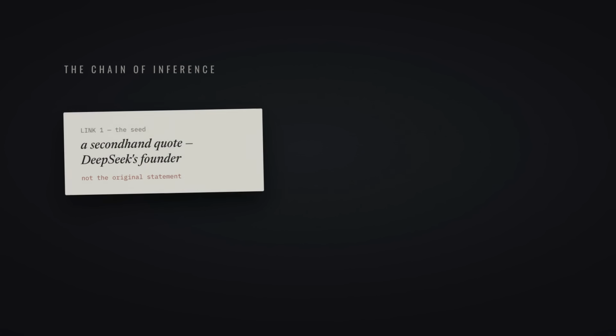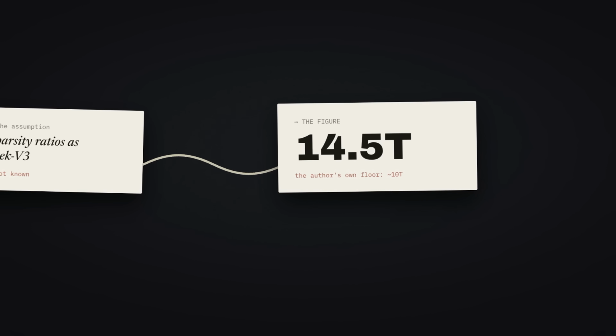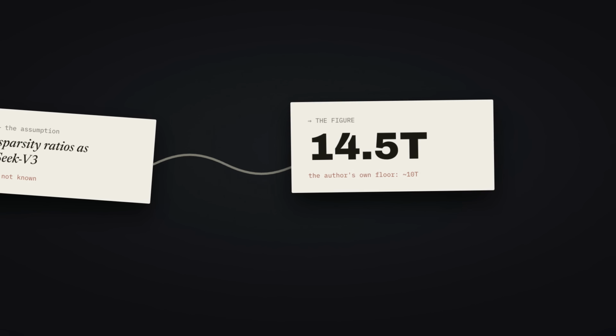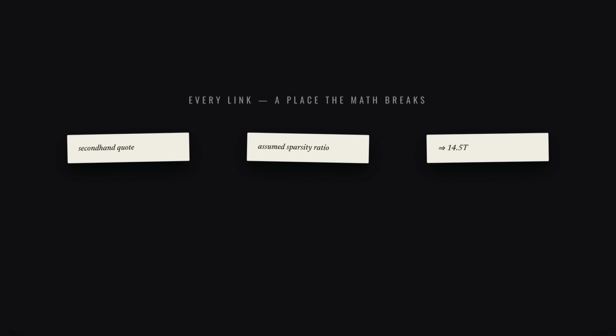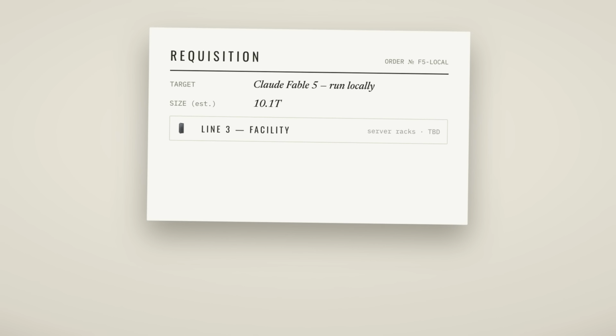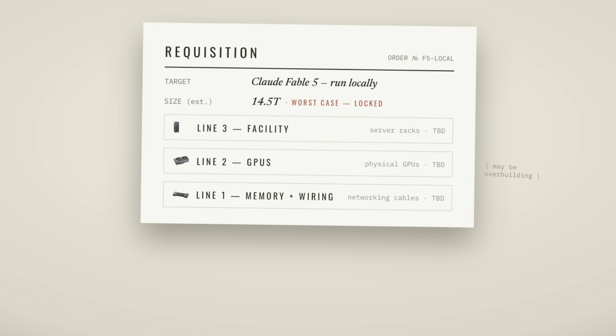But that number rests on a chain of inference, because it relies on a second-hand quote from DeepSeek's founder and assumes Anthropic is using the exact same sparsity ratios as DeepSeek V3. The estimate's own author admits that if Anthropic used a less aggressive ratio, the real weight could drop closer to 10 trillion parameters. Every single link in that chain is a place the math could break, which means our purchase order is basically aiming at a speculative range. So we are forced to provision enough server racks, physical GPUs, and networking cables to catch a worst-case 14.5 trillion parameter behemoth, fully aware we might just be overbuilding.